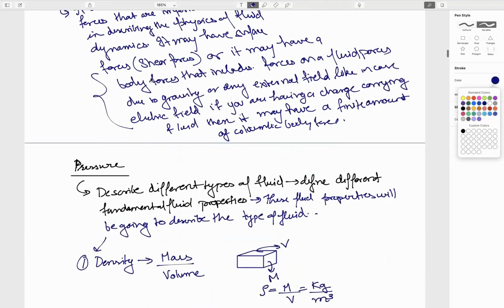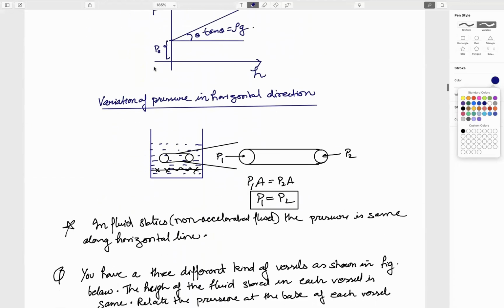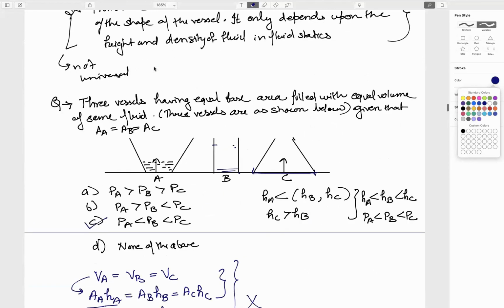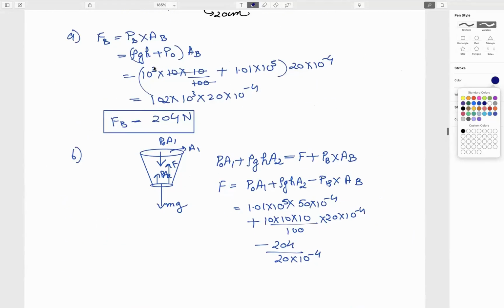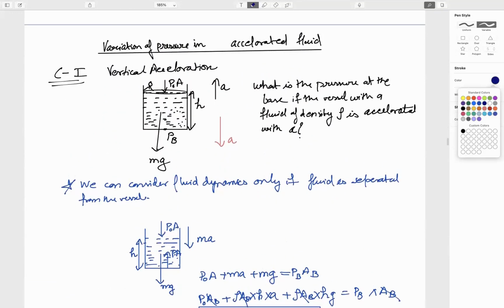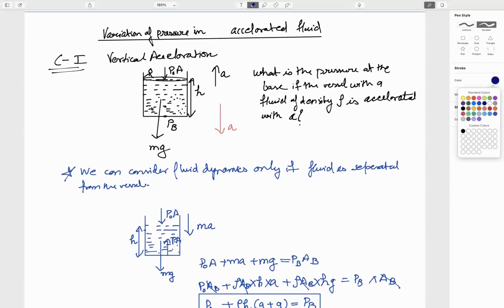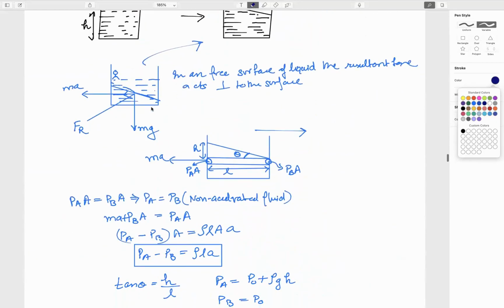So in fluid statics, we started with the properties, and we started with the pressure, how the pressure is varying in horizontal as well as vertical direction. Then we have done some questions on it, and we said that the important point is pressure is independent of the shape of the object or the tumbler in which it is stored. Then we have seen how the pressure will vary if there is some acceleration in the vertical direction or in the horizontal direction.